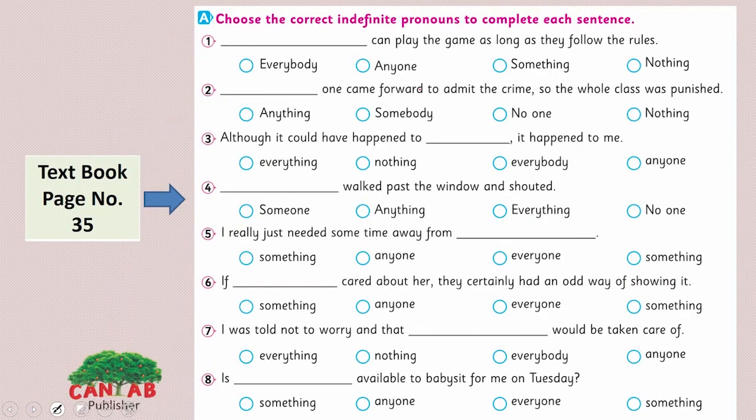Look at the exercise. Choose the correct indefinite pronoun to complete each sentence. For each sentence, we have four options, and you have to choose the right one to complete the sentence. Can play the game as long as they follow the rules. Here, it's about playing the game as long as they follow the rules, referring to a group of people, not a thing, because here the people can play the game. So, everybody can play the game as long as they follow the rules.